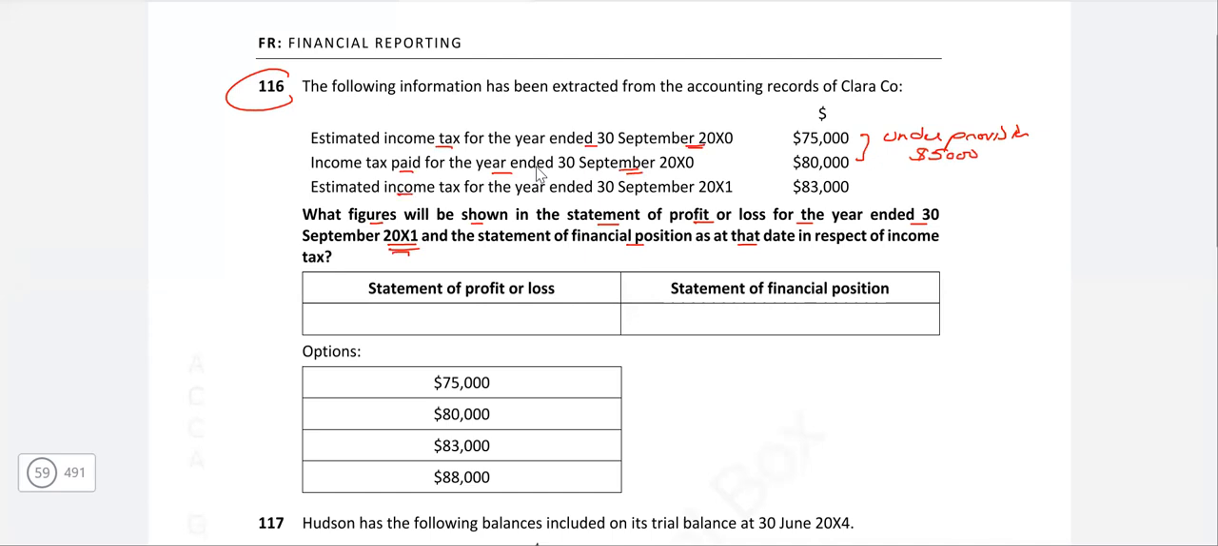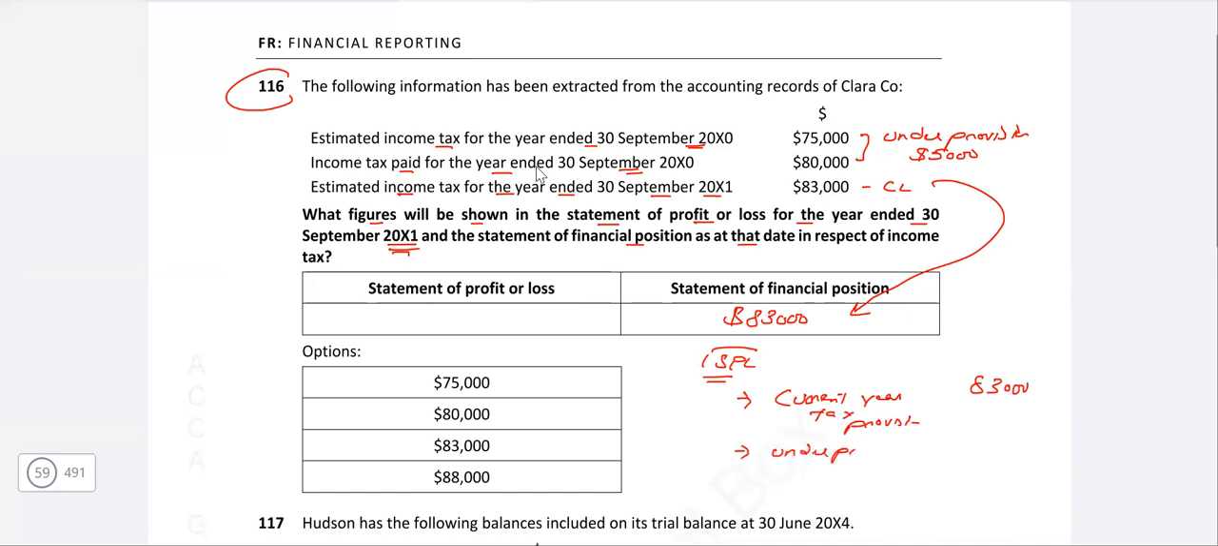And then we have the estimated income tax for the year ended 30th September 20X1. This is the current year tax provision, which should be recorded as the current liability. So you put it over here in the current liability as 83,000. And then you need to calculate the extracts of the statement of profit or loss. We already know how to do that. First of all, we take the current year tax provision, which is 83,000. And then we have the under provision, and we know under provision increases the current year tax charge because you provided less in the previous year, which is 5,000. This will increase your current tax charge, and the statement of profit or loss expense for the year is 88,000. So 88,000 will be put over here, and 83,000 will be put over here.